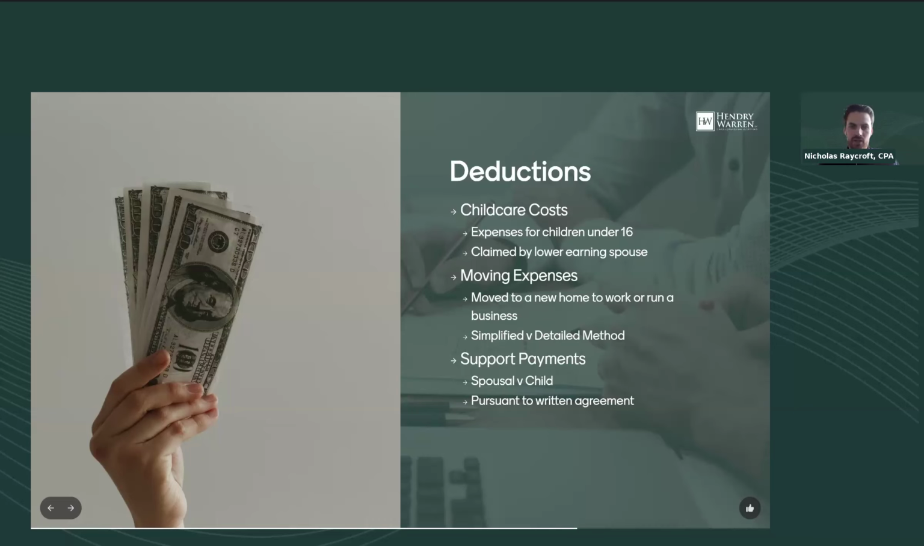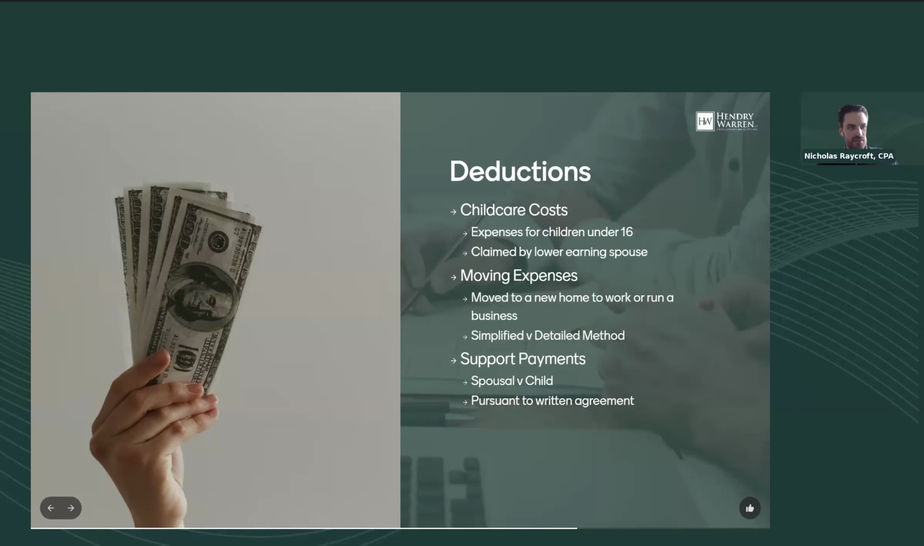receipts and your costs, such as the transportation costs for bringing your belongings from one location to another, potentially closing costs if you need to sell your home at your old location. So there are a number of expenses that can be claimed with moving expenses. And there's often a kind of balance between claiming the simplified versus detailed method.